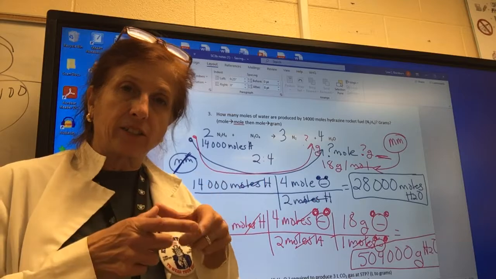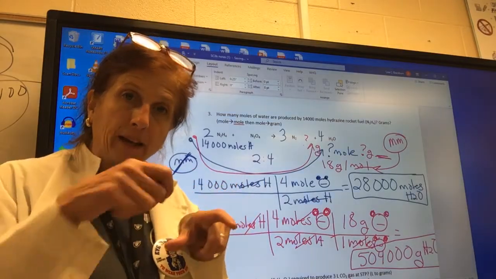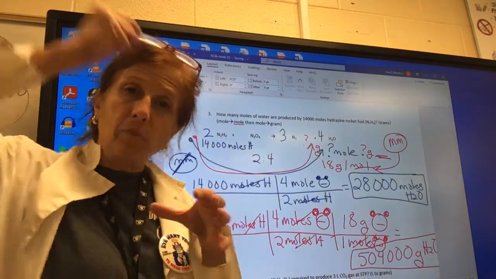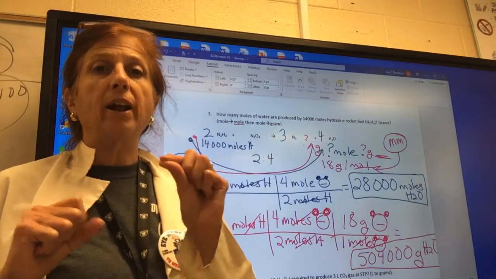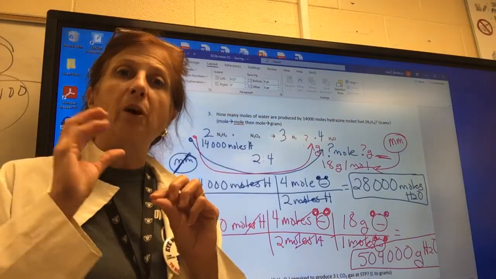So I tell the kids, imagine yourself a delicious graham cracker. Imagine you put peanut butter on it, and then imagine you put a handful of M&Ms on it. So grams go with M&Ms. Grams go with molar mass.